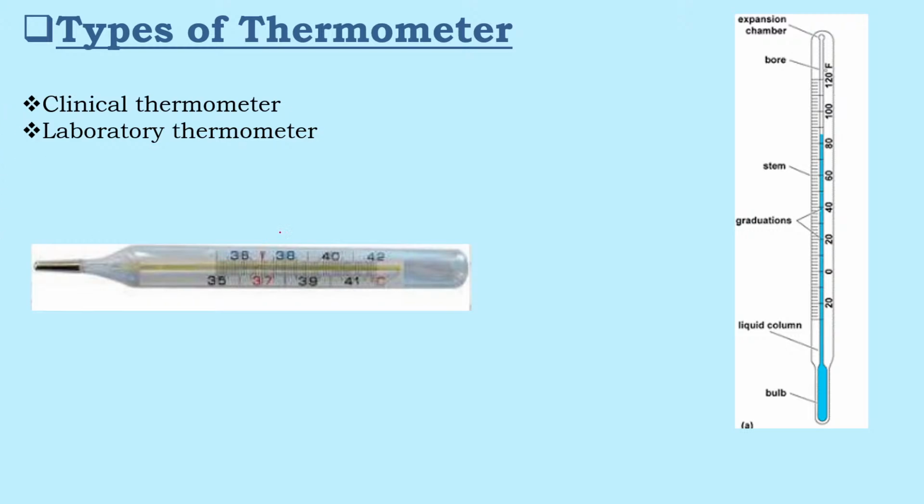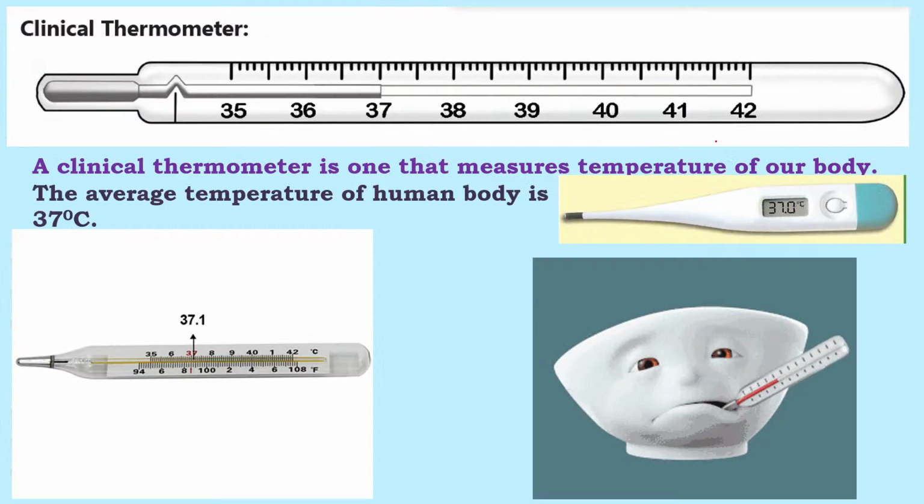The first one is the clinical thermometer. The second type of thermometer that we are going to learn is the laboratory thermometer. Let us try to understand what a clinical thermometer is and what a laboratory thermometer is in detail. By the way, there are different types of temperature measuring devices, but we will see only two types, clinical and laboratory. This is the picture of a clinical thermometer, and that's the picture of a laboratory thermometer.